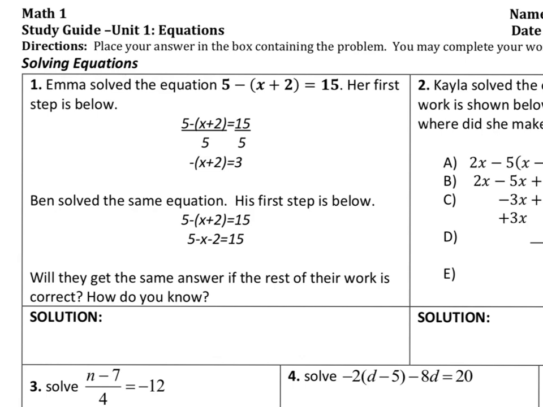All right, so looking at number 1, I have this equation right here. And if I am going to get x by itself, I want to move this 5 first over to the other side. So let's take a look at what Emma did.